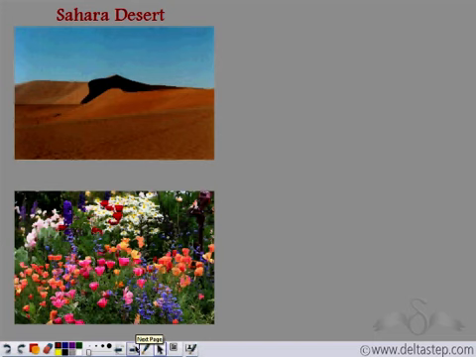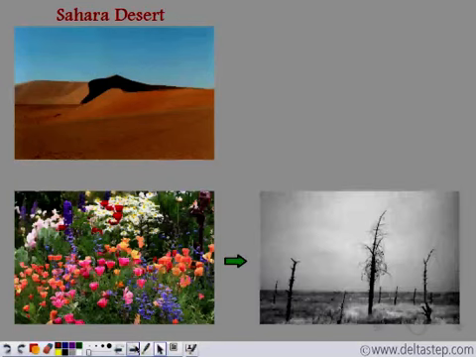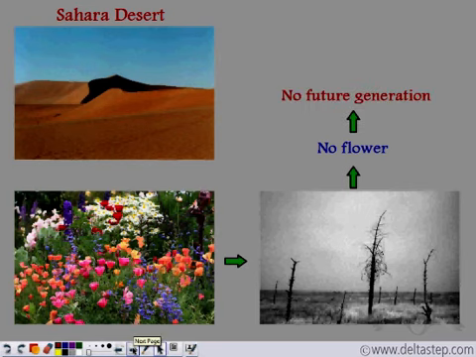So, what happened? Well, due to extremes of temperature, these flowering plants died. Now, since there were no flowers, there were no future generations. So ultimately, since no future generations were being born, these plants were completely wiped off from the land, and that is how this place, which was once fertile and had a lot of flowering plants, became dry and barren like this.